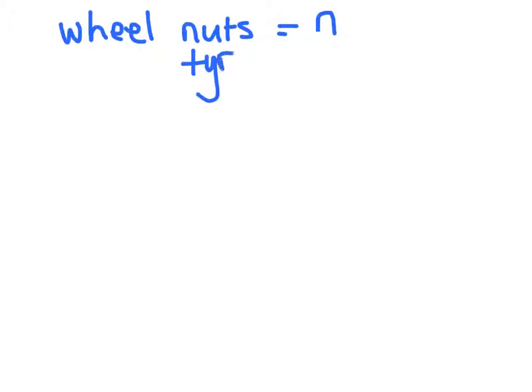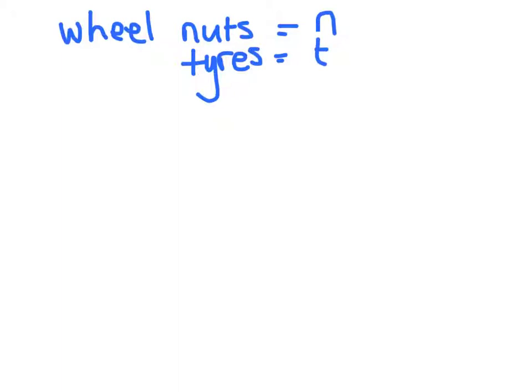The number of wheel nuts on a car is found by multiplying the number of tyres by 4. Okay, so we're going to have the number of wheel nuts. Now, you can call it whatever variable you like. I might put it down as an N for nuts. Sounds to me like the other variable is going to be tyres. Let's call that T, shall we?